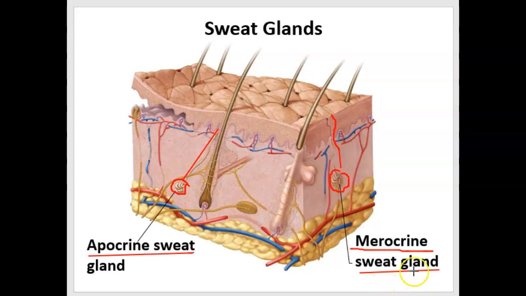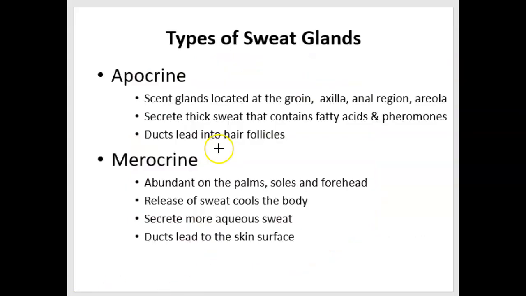Merocrine sweat glands are all about temperature regulation, releasing sweat just to cool the body. That's supposed to say temperature. It's terrible. The apocrine sweat glands, on the other hand, I can just underline it here for you. The apocrine sweat glands, they secrete a thicker sweat that has fatty acids and pheromones within it.